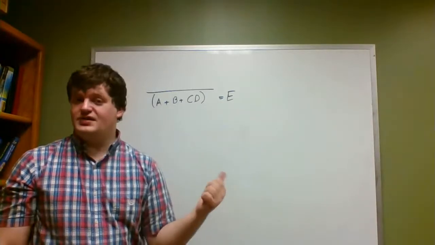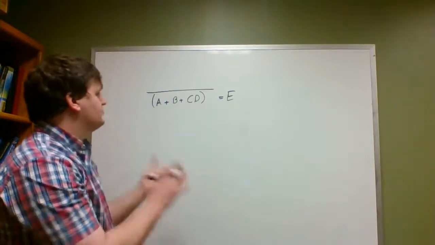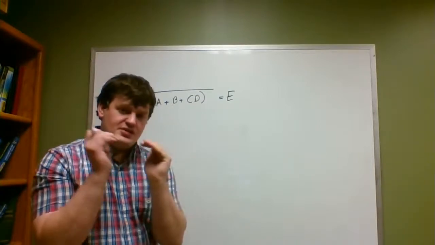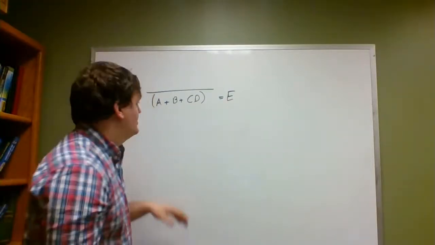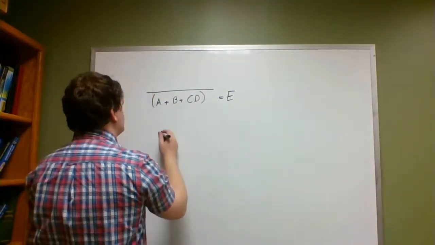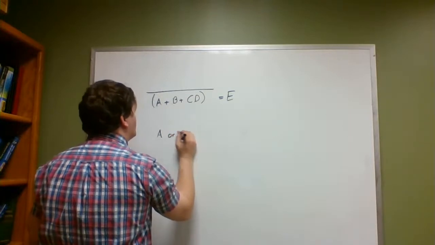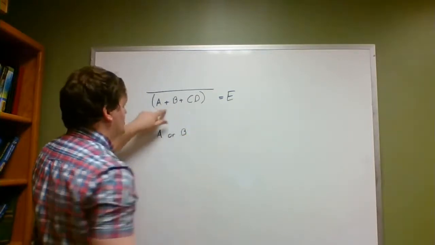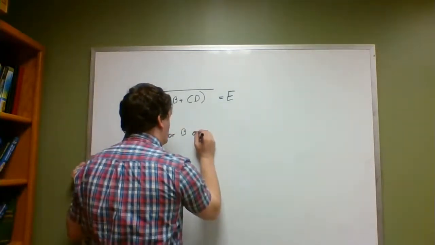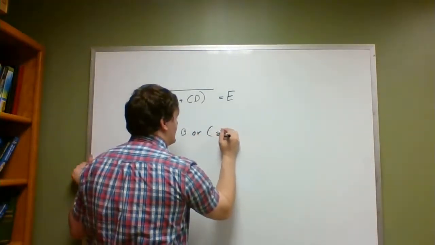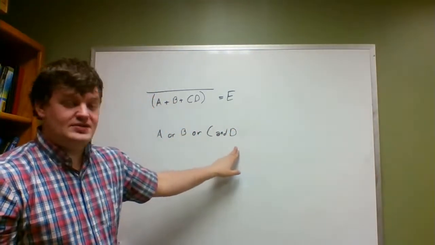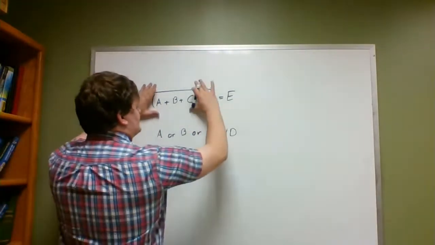So how do we do this? Okay. First of all, just like real algebra, you start from the innermost parenthesis. Okay. So we go inside the parenthesis and we say, what's inside here? Well, this is A or B. That's what the plus sign means, or. A or B or C and D. Okay, C is multiplied by D, therefore we have to put the and in there. Okay, that's everything inside the parentheses.